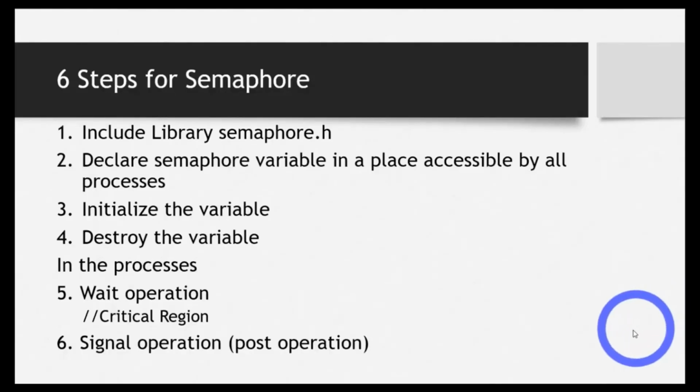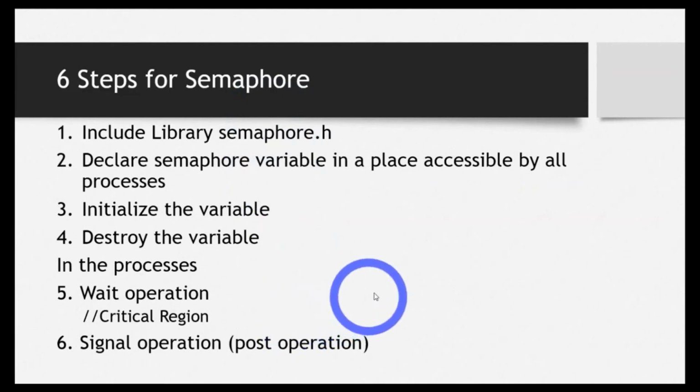Let's now cover the implementation of semaphores. To implement a semaphore, I have divided it into 6 steps to make it easy for you. So follow these 6 steps and you can easily synchronize your code using a semaphore variable. Okay, the first step is to include the library semaphore.h. So you don't have to write the functions wait and signal all over again yourself. You just have to call them, and they are written in this library semaphore.h.